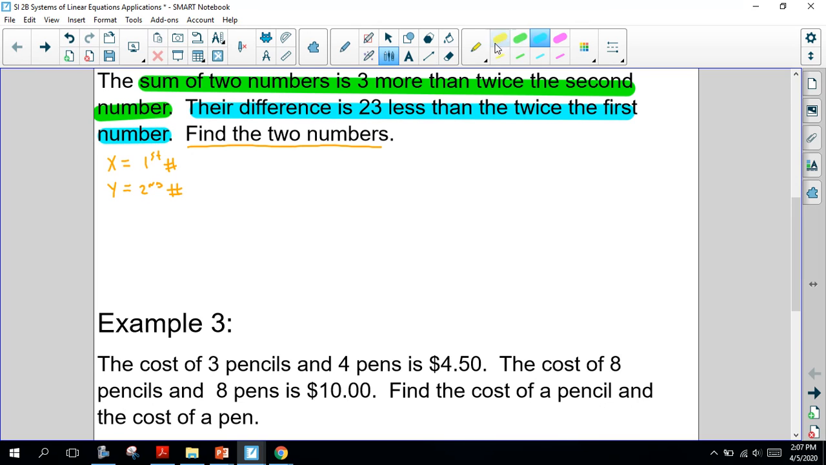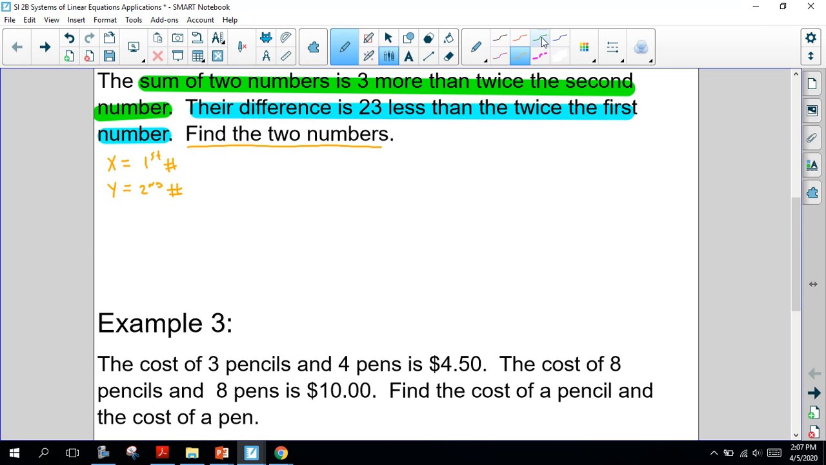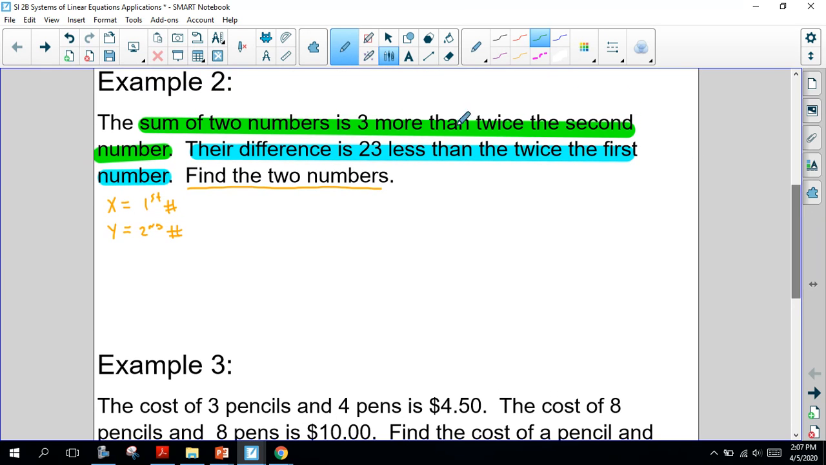So if I look at my first sentence and it says the sum of two numbers is, well, the "is" is your equal sign. And just like in the last problem where it said the sum of two numbers, well, that was x plus y. So x plus y is, means equal. Then after the is, or after the equal sign, it says 3 more than twice the second.